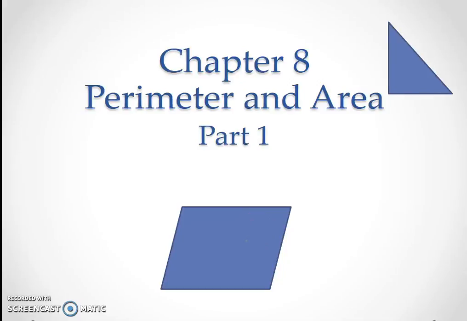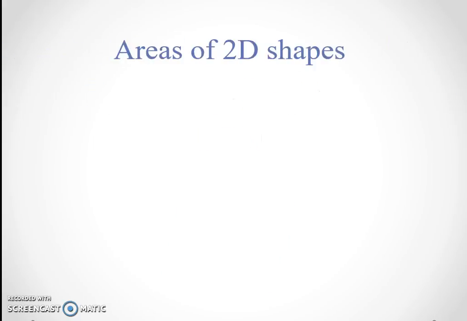Okay, guys, so we're going to start Chapter 8, Perimeter and Area, Part 1. We're going to quickly review what we know about finding the area and perimeter of shapes, and then we'll go up to more complicated combinations of different shapes. We're thinking back to Year 7, Year 8, Year 9, Year 10, and how we found the area of different shapes then. We're going to go through quickly.